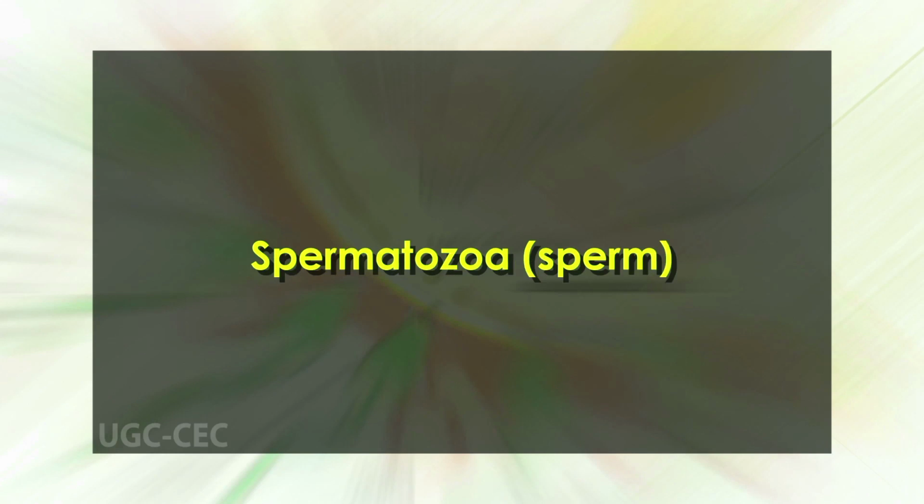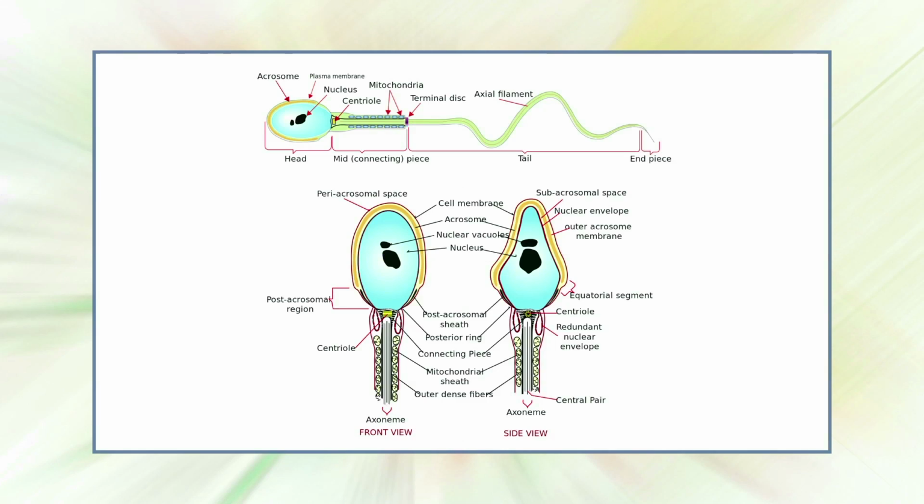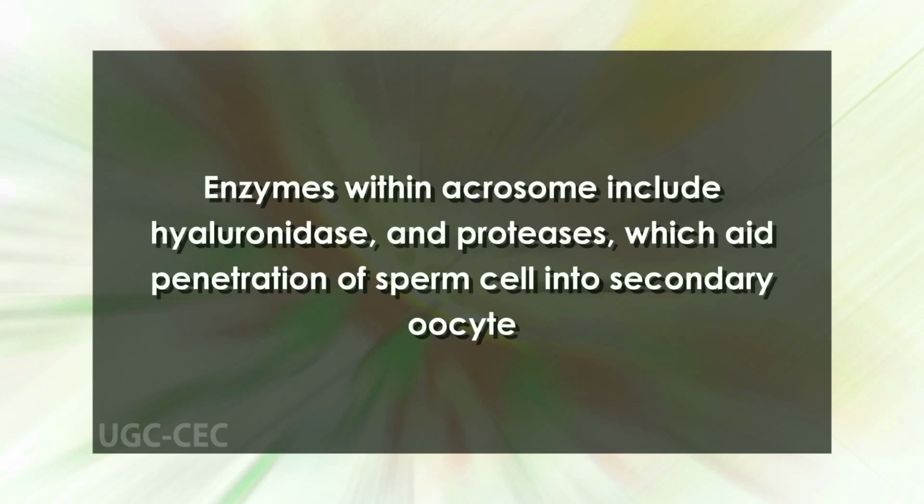First, spermatozoa or sperm. A sperm cell consists of three parts highly adapted for reaching and penetrating a secondary oocyte: a head, a midpiece, and a tail. The head is 4 to 5 micrometers long. It contains an acrosome, a lysosome-like vesicle, and a nucleus that has the haploid number of chromosomes. Enzymes within the acrosome include hyaluronidase and protease, which aid penetration of the sperm cell into the secondary oocyte.